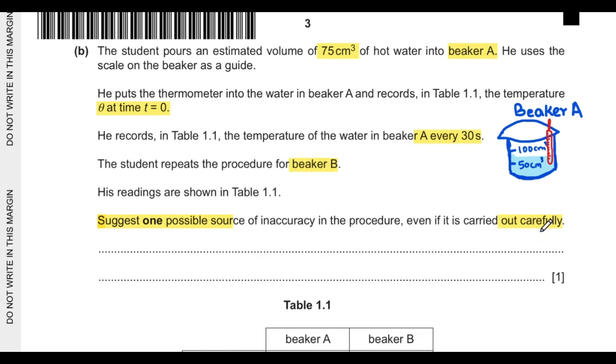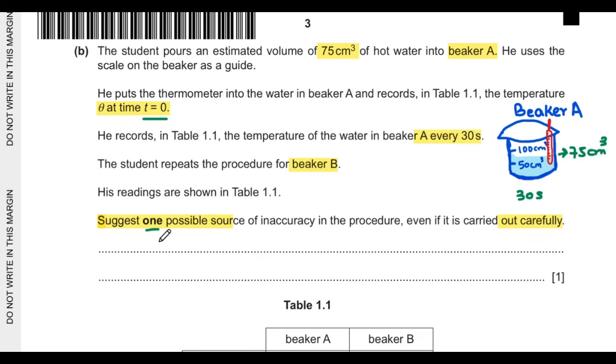Basically, the student takes beaker A and pours 75 cm³ of hot water into the beaker and records the initial temperature of the beaker at time t equals 0. After it, he will let the water cool down and he will record the temperature after every 30 seconds from the beaker to study the cooling rate. And he will do exactly the same for beaker B.